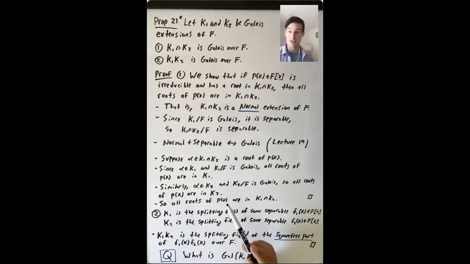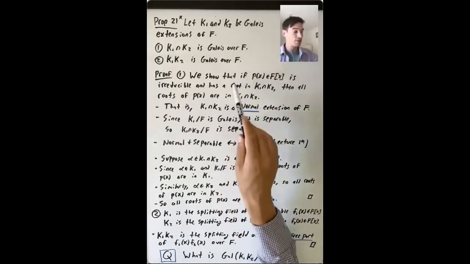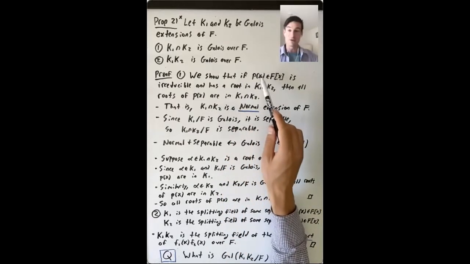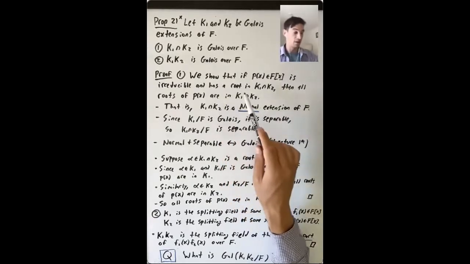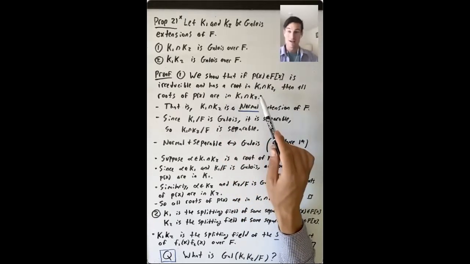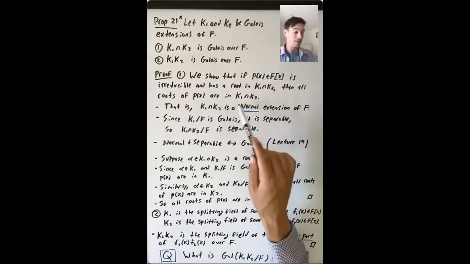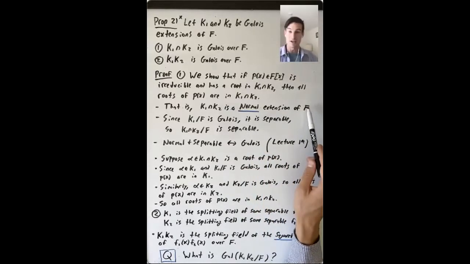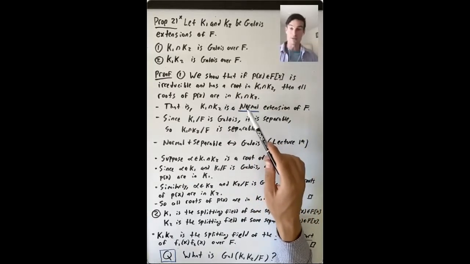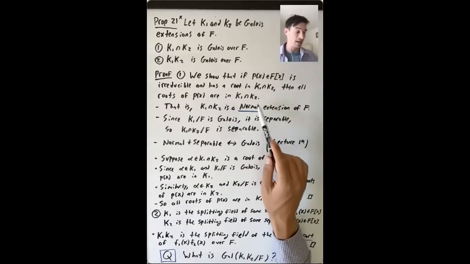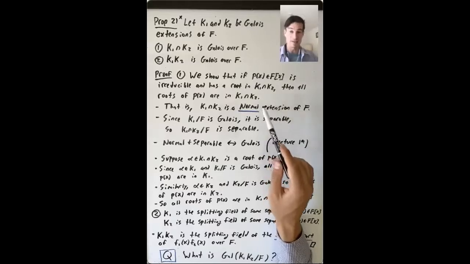First, let's do intersections. What we're going to do is show that if you have an irreducible polynomial in F bracket x, P of x, that has a root in K1 intersect K2, then all of the roots of P of x are in K1 intersect K2. That is, we're showing that K1 intersect K2 is a normal extension of F using this definition of normal that is used in Conrad's notes and many other sources, but isn't stated this way in Dummit and Foote. Okay, so what does that get us?